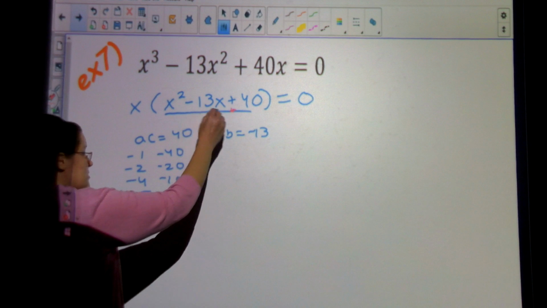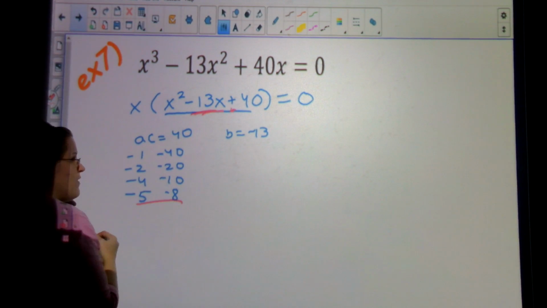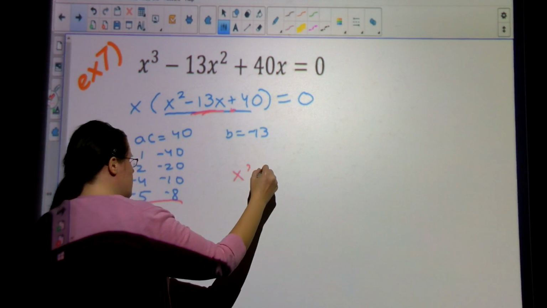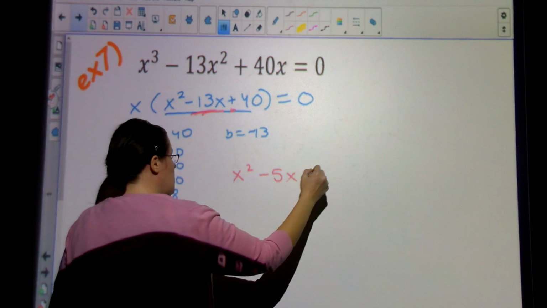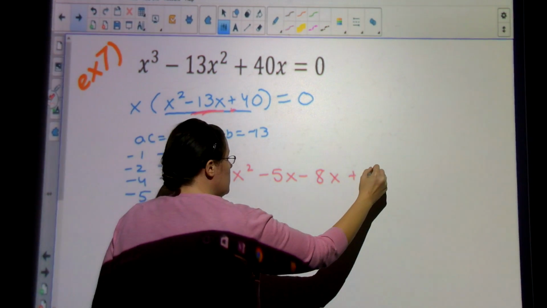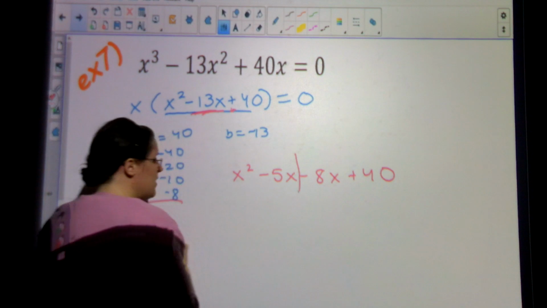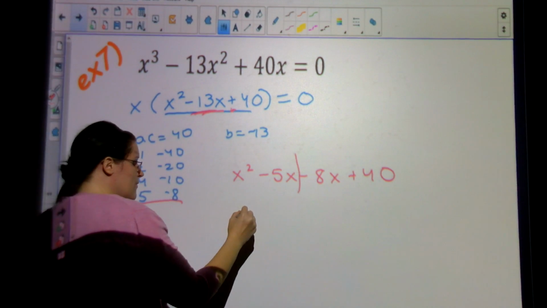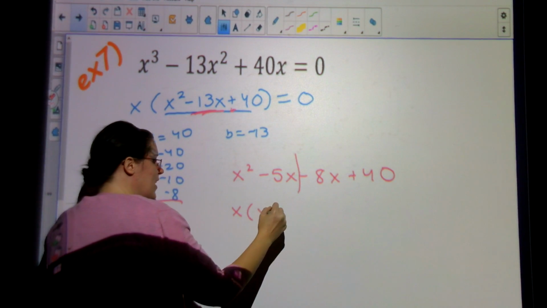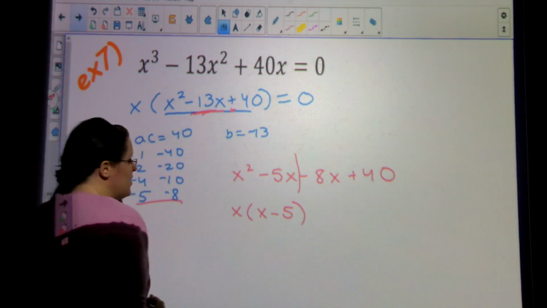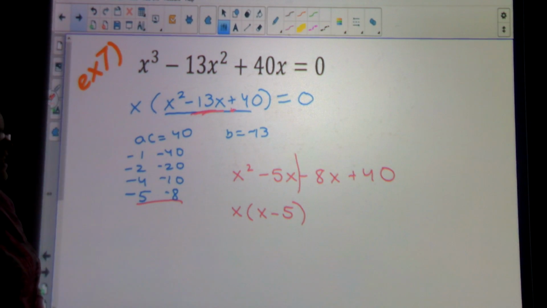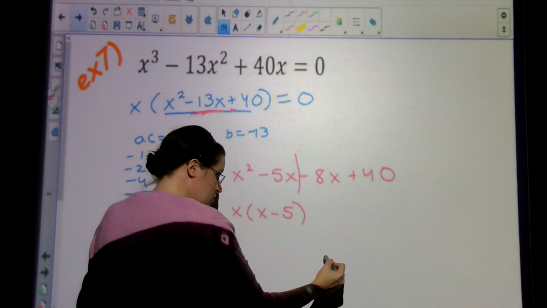So I'm going to replace this middle term with negative 5x and negative 8x. So I have x squared minus 5x minus 8x plus 40, line down the middle. So I can factor out an x minus 5. Now here's the thing, I could factor out an 8, but if I did that, let me just show you.